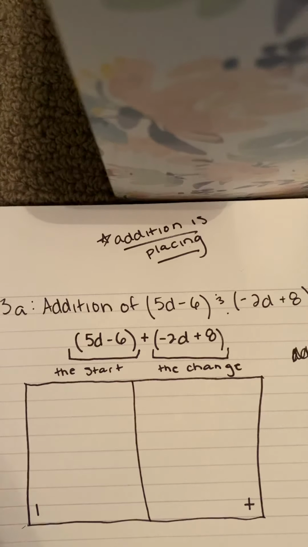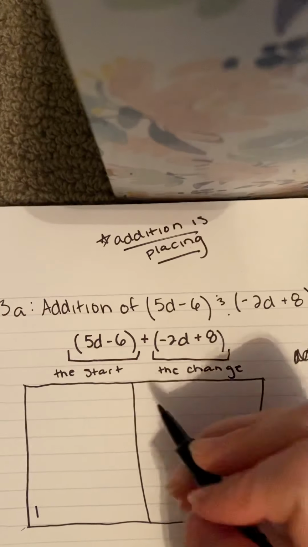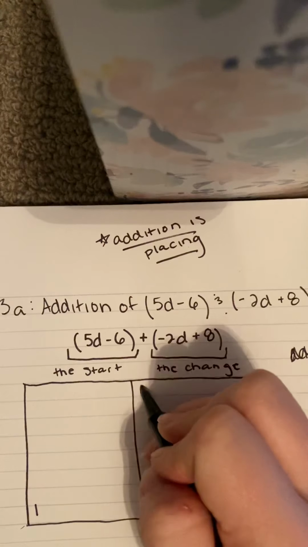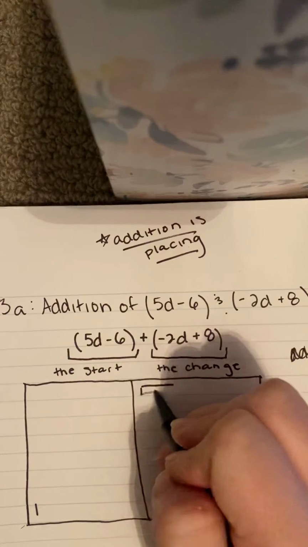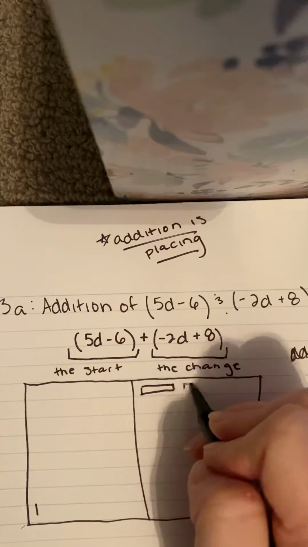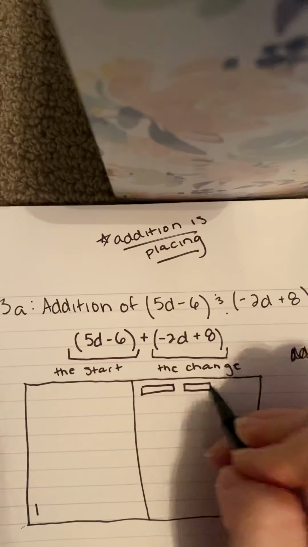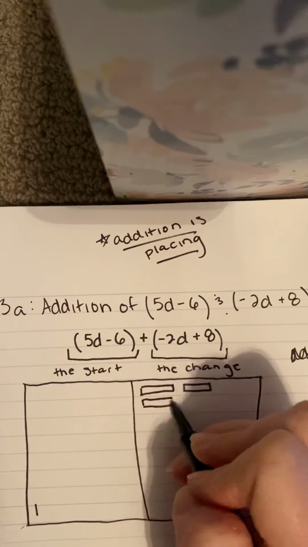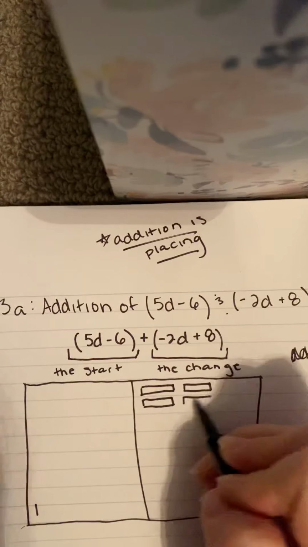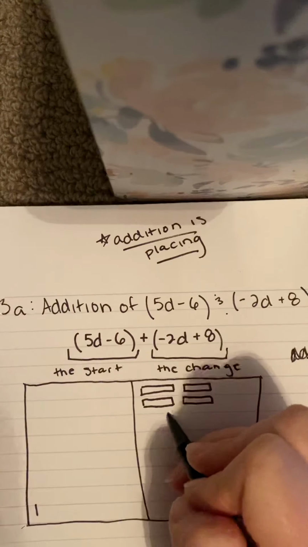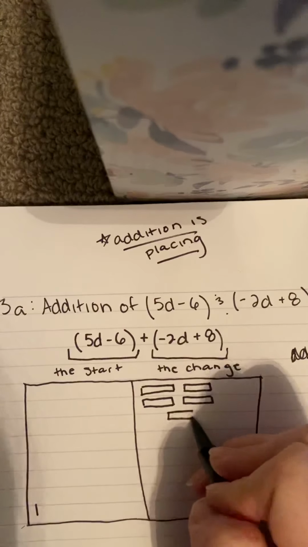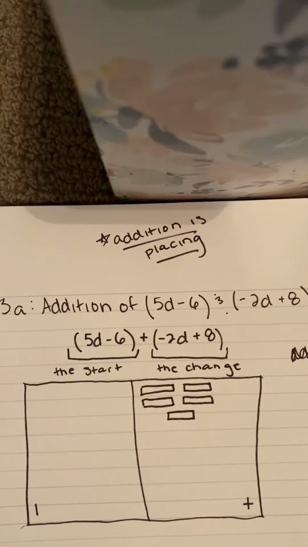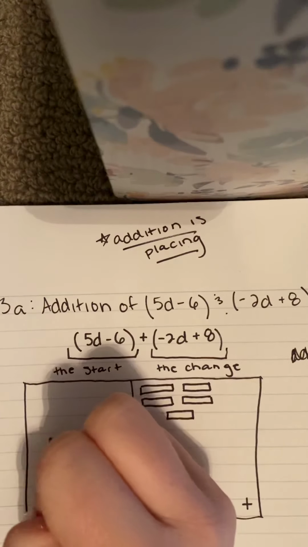So we know that it is 5d minus 6. So d is going to be represented by these little rods. So we need 5 of them. They're supposed to be equal, so they have to look kind of the same. 1, 2, 3, 4, 5. And then we're doing minus 6, which is going to go on the negative side.